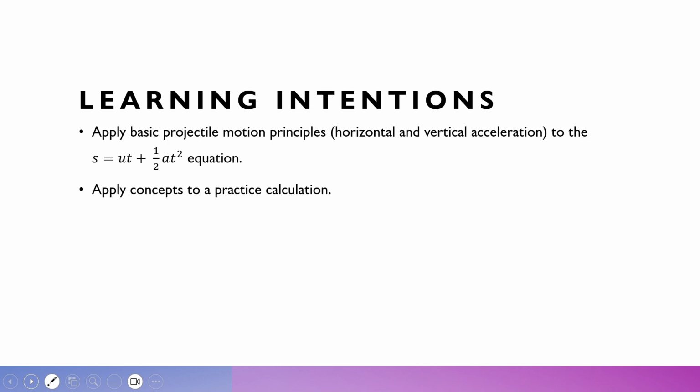So some key learning intentions. We're going to be applying those basic projectile motion principles, all about horizontal and vertical acceleration. But today we're going to be looking at the s equals ut plus half at squared equation. Once we've had a look at applying these concepts to the equation, we will practice using that in a calculation.